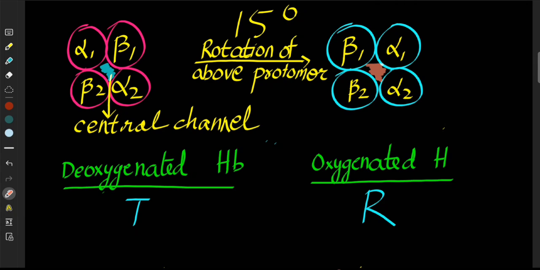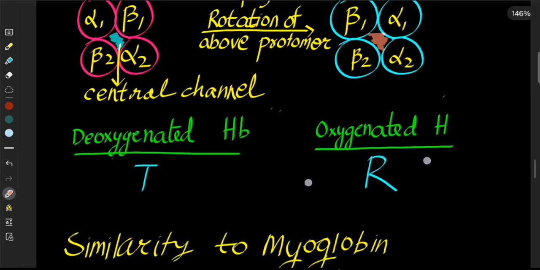Now, as you can see, the deoxygenated state of hemoglobin is known as the tensed state or the taut state, T-A-U-T, and then this one is known as the oxygenated hemoglobin or the relaxed state. The reason why this rotation is very essential for the conformational change of the hemoglobin is to allow the oxygen to bind to all the heme prosthetic groups.